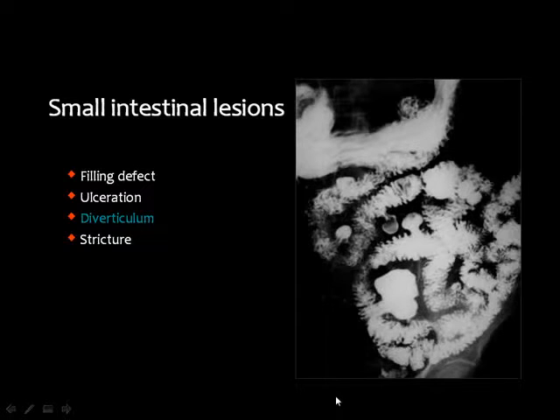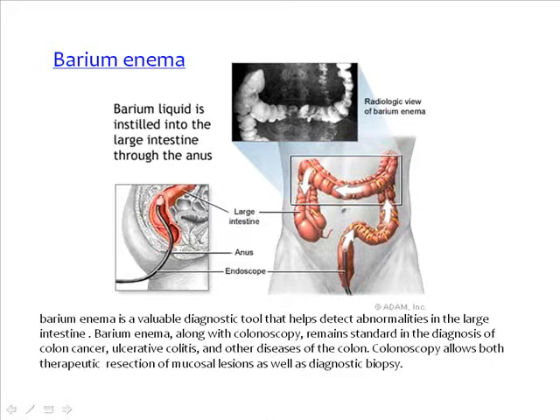Small intestinal diverticulae are not common compared to the duodenal diverticulae, but sometimes you can see multiple diverticular outpouching, as you can see in this case.